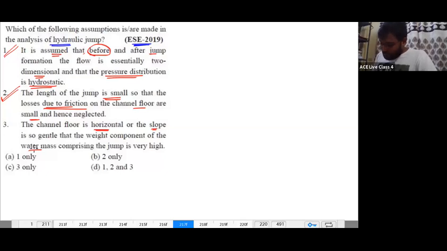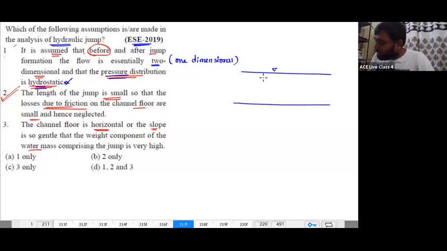Here, in the first statement, you see one more point we're missing. The pressure distribution is hydrostatic, okay, fine, this is correct. But it is not two-dimensional, it's one-dimensional. We are not taking the pressures in two dimensions, we are taking only one dimension. So the flow is one dimensional. We are taking the flow only in one direction.